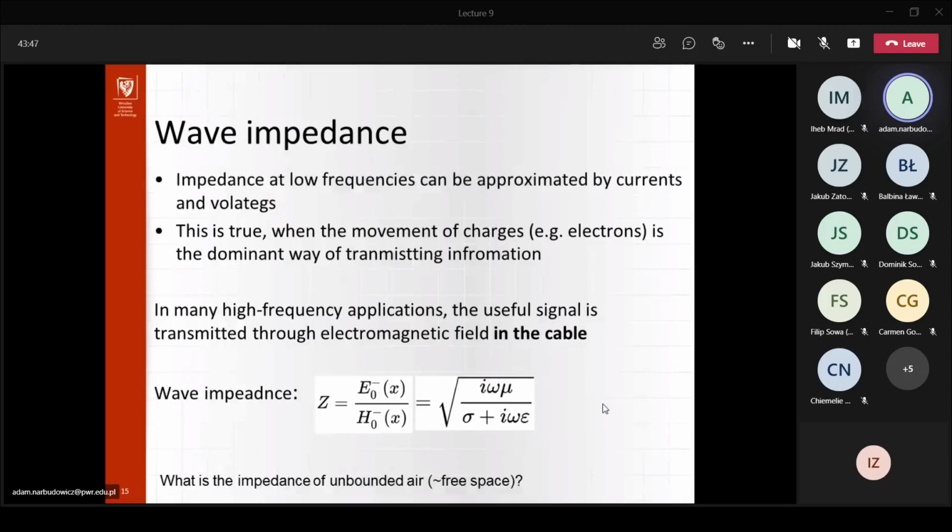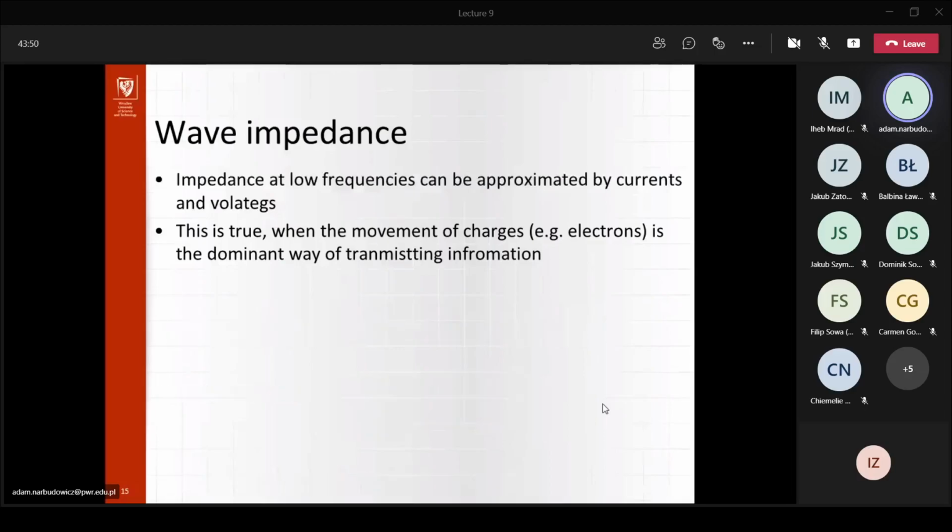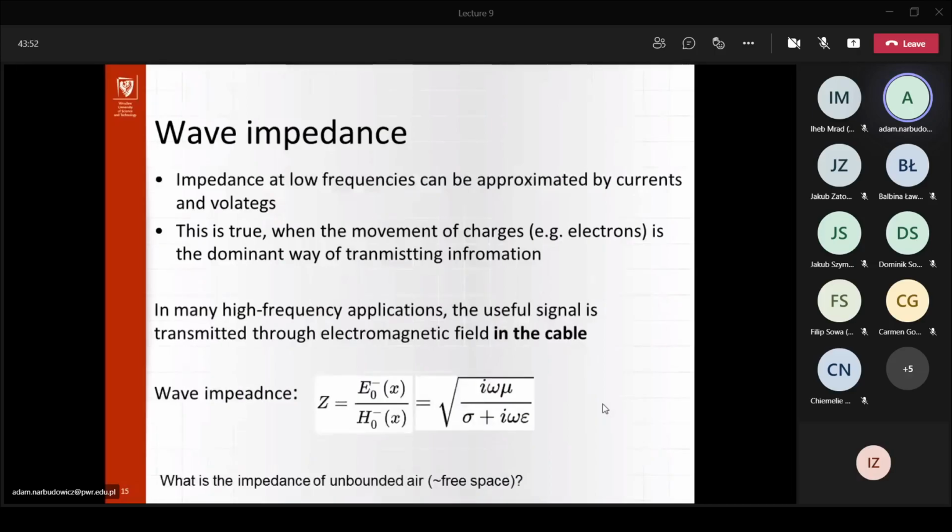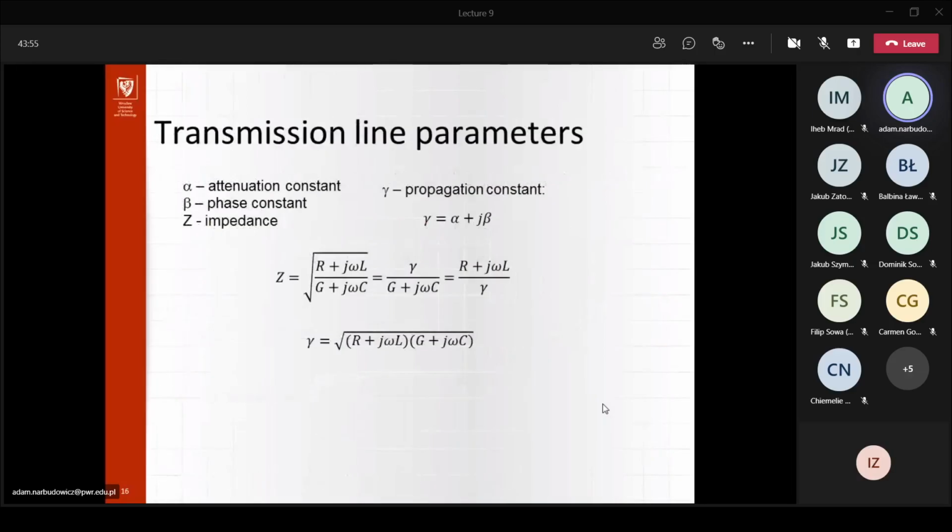Okay, it's just that I wanted to make this concept quite clear. Then you can of course use the parameters of the transmission line. So we said that we can approximate a cable using the telegrapher's equation. And of course, we can calculate the impedance of the line using those parameters.